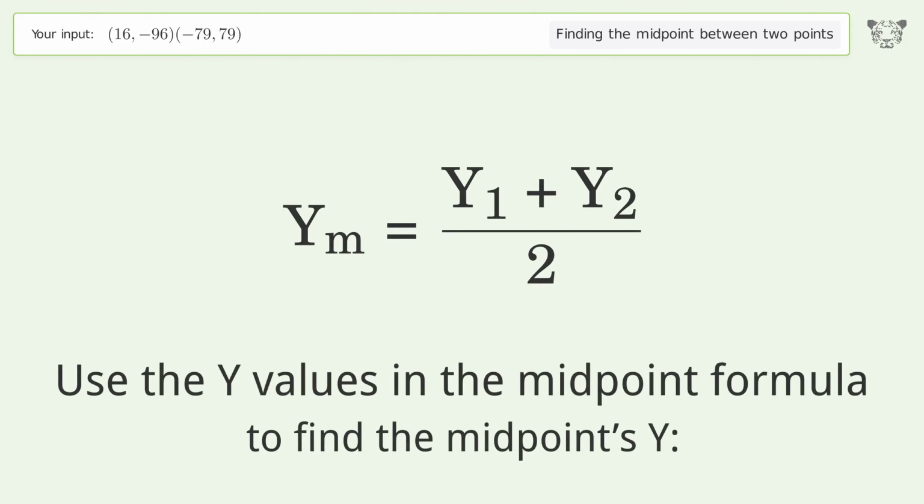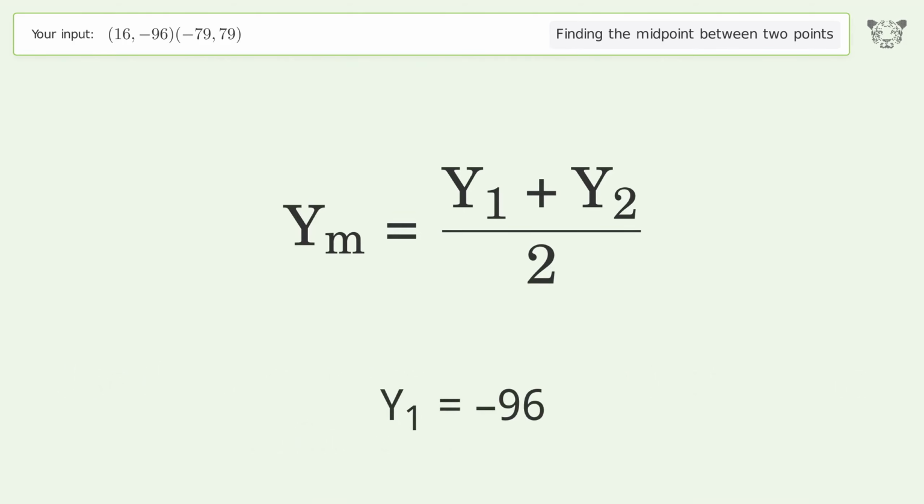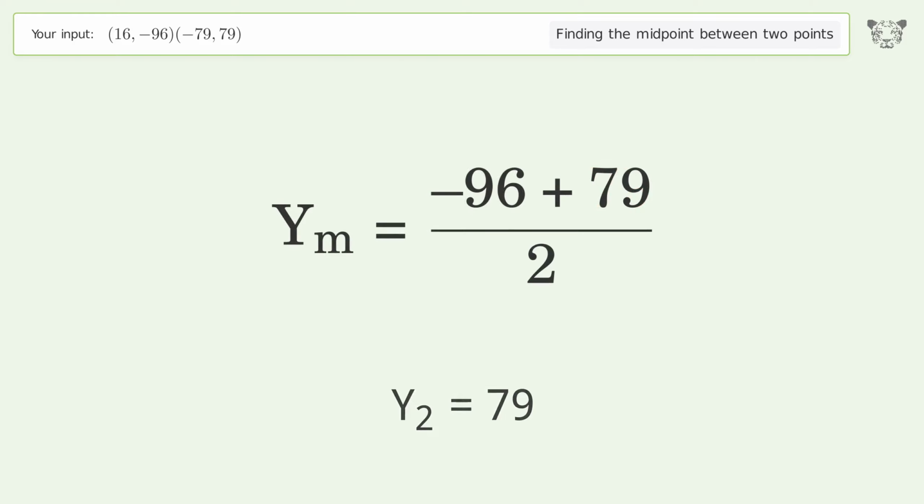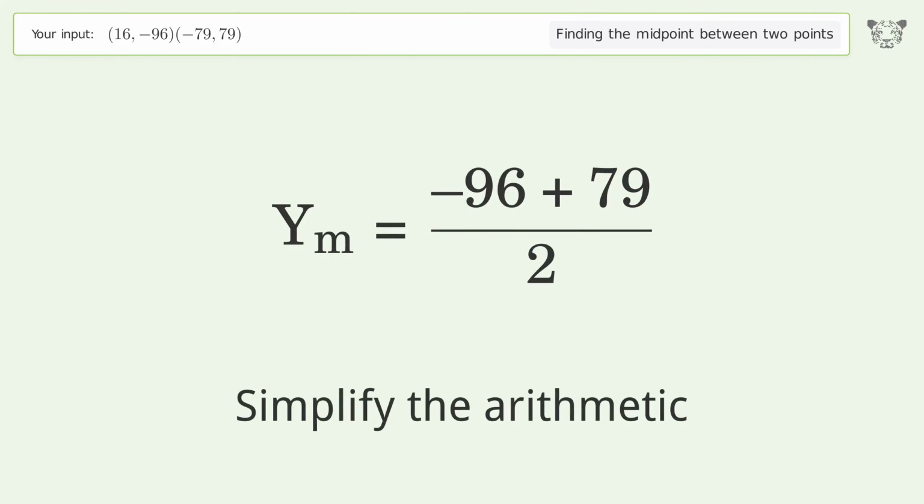Use the y values in the midpoint formula to find the midpoint's y. y1 equals -96. y2 equals 79. Simplify the arithmetic.